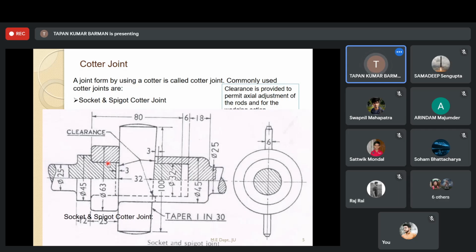Can you hear me? Yes, sir, we can hear you. Yes. So can you comment on whether this section is full section or half section? Is it half section? Because half the section is hatched.